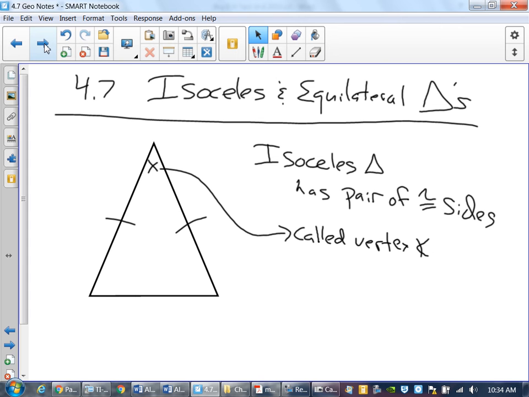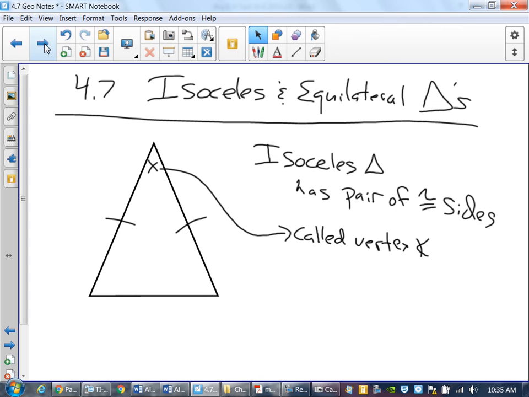Back in the beginning of this chapter, we talked about different types of triangles. One of the types of triangles that we talked about was an isosceles. We all know that an isosceles triangle has one pair of congruent sides. It has one set of congruent sides, and the angle that is in between those two congruent sides is called the vertex angle.